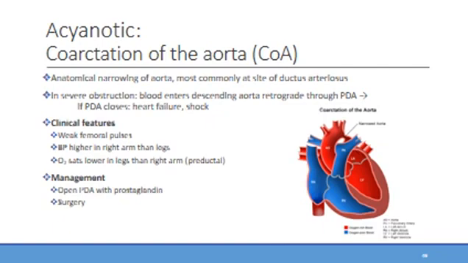In clinical features, you can expect to find weak femoral pulses and absent foot pulses. The blood pressure may be higher in the right arm than in the legs, and therefore a four-limb blood pressure check is indicated. The oxygen sats may also be lower in the legs than in the right arm, which is the preductal arm. In the management strategy, it's important to open the PDA with prostaglandin E1, and then surgery is indicated, especially if the coarctation becomes critical with severe obstruction.